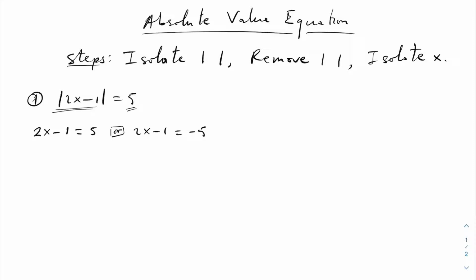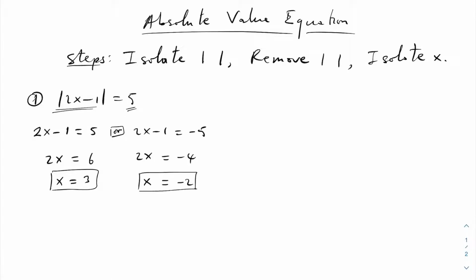So for the first equation, 2x minus 1 equals 5, I just need to isolate the variable x. So I'm going to add 1 on both sides of the equation. That's going to give me 2x equals 6. Next, divide both sides by 2, and you finally get x equals 3. And for my other equation, I'm going to add 1 on both sides, which is going to give me 2x equals negative 4. Then dividing both sides by 2 gives me x equals negative 2.